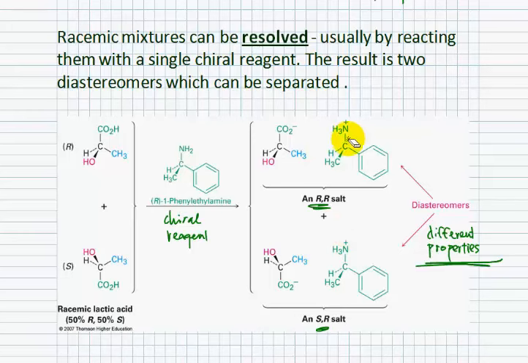And then you could just remove that reagent and you'd have separate samples of the individual enantiomers that would rotate light in opposite directions.